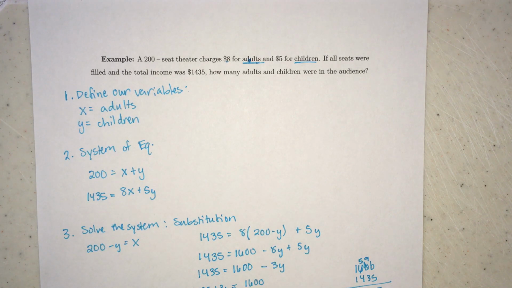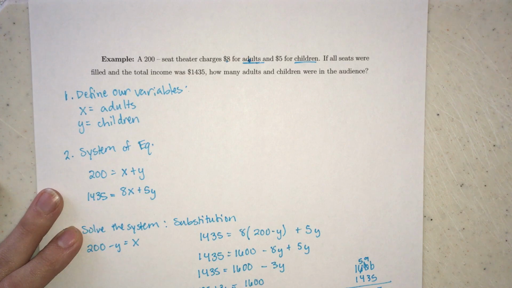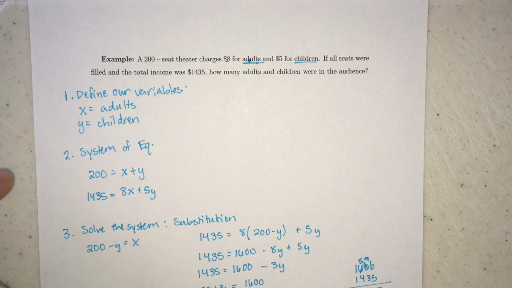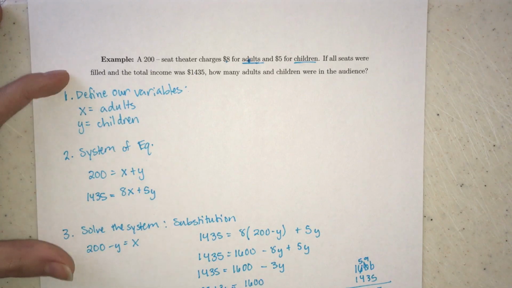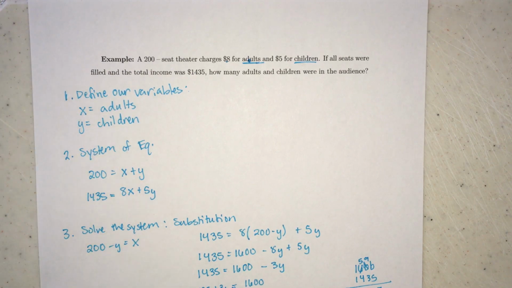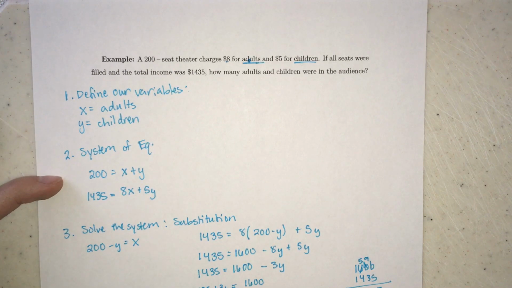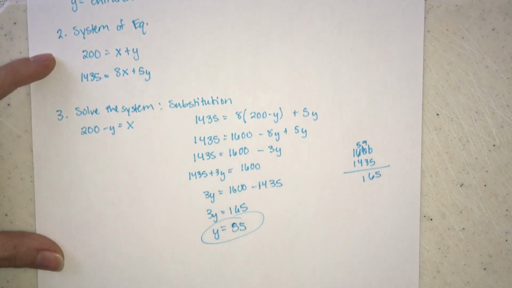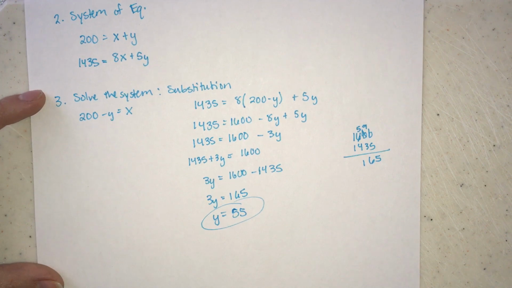And if we were to divide that by 3, we would see that our y is equal to 55. Okay, 165 divided by 3. Yes. So we have y is equal to 55. Oh, I'm so sorry. Okay.